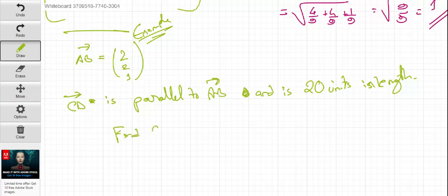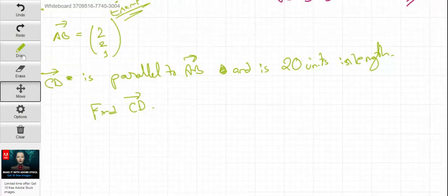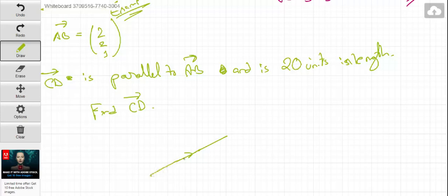Find the vector CD. Maybe you've dealt with these kinds of questions in Additional Maths. What this is essentially asking is: AB is this tiny little guy over here, which we saw to be exactly 3 units in length. And then there's another guy, CD, which is parallel to AB, but 20 units in length. How do you find the vector CD?